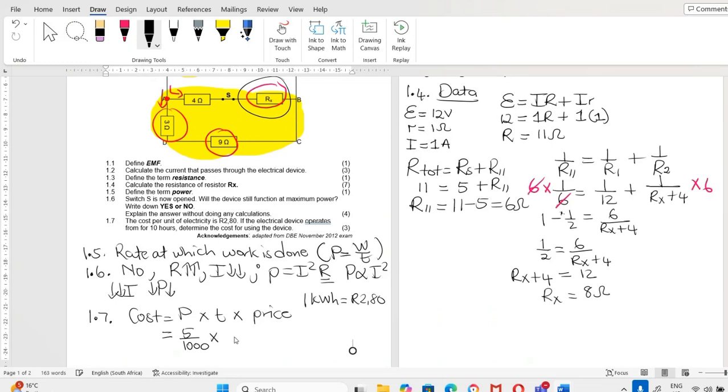You multiply that by 10 hours. So the time is already in 10 hours, you can leave that like that. And the price, which is 2 rands 80. And then you can find your answer there in rands. Let's punch that in. It's going to be 5 over 1,000, multiply that by 10 and multiply that by 2 rand 80, which then gives you 0.14 rands. So you spend 14 cents to operate that electrical device for 10 hours at a cost of 2 rands 80 per unit. And that's how you'd solve this question.